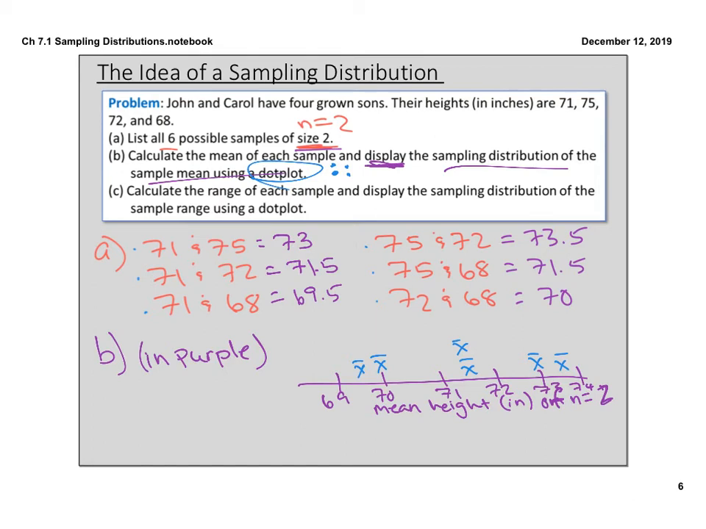Then in part C, it says calculate the range of each sample and display the sampling distribution of the range using a dot plot. So if I come back up here, I'm going to do this in blue. So my range here is 4. I have a range here of 1. I have a range here of 3. I have a range here of 3. A range here of 7. And a range here of 4. So my ranges are in blue.